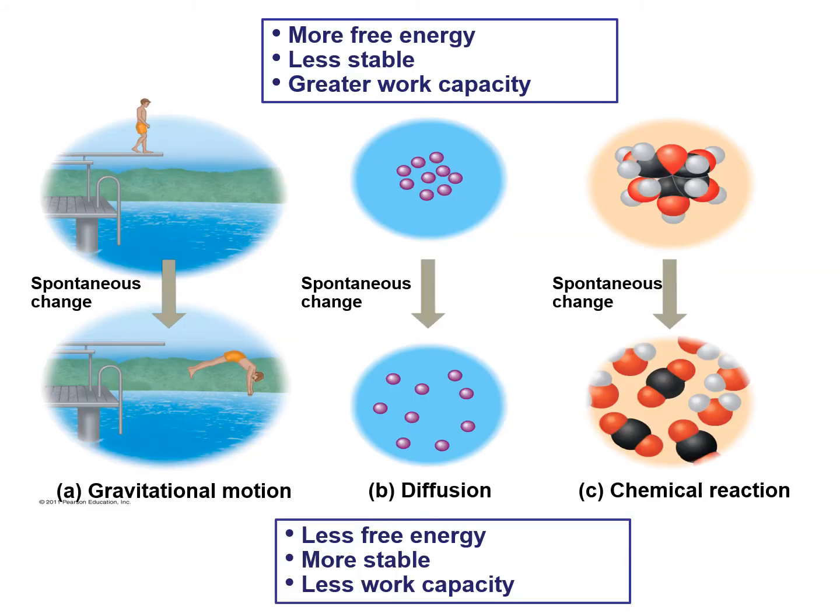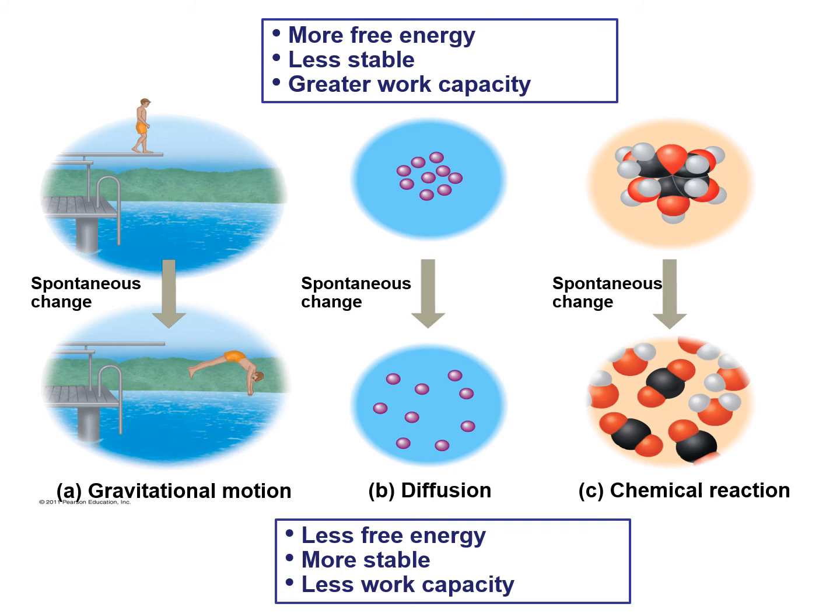In all of the situations shown here, we go from a situation where we have more free energy and greater work capacity to a situation where we have less free energy and less work capacity. Free energy is described as the amount of energy that's available that can be harnessed to do work of some sort. We also go from a situation that's less stable to a situation that's more stable.